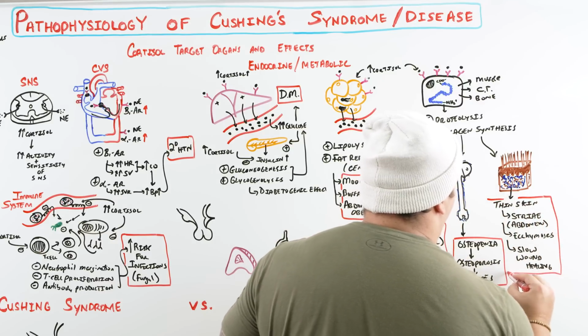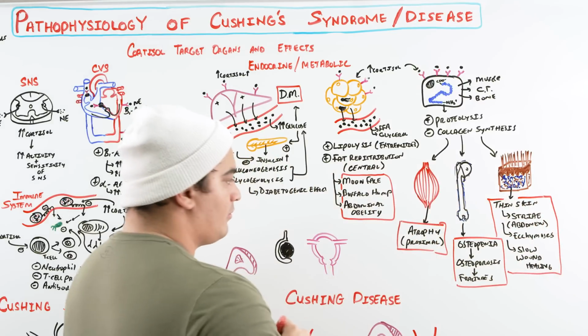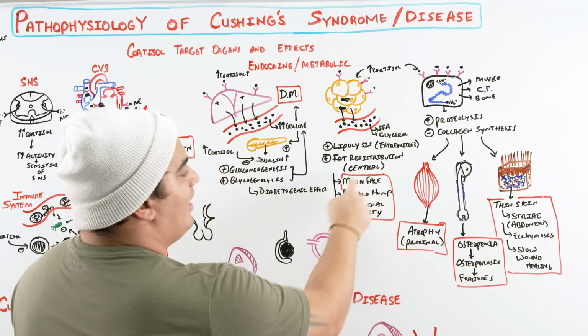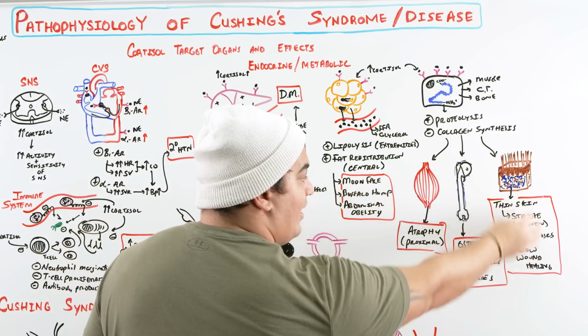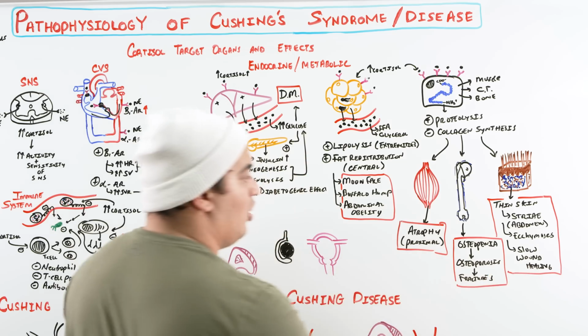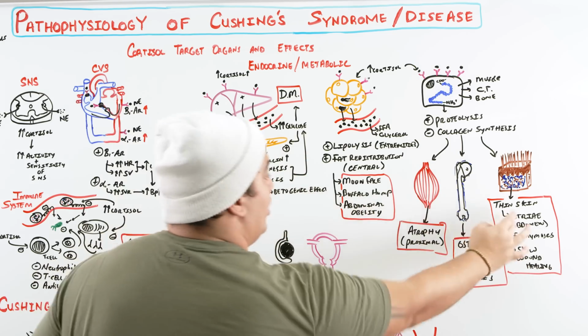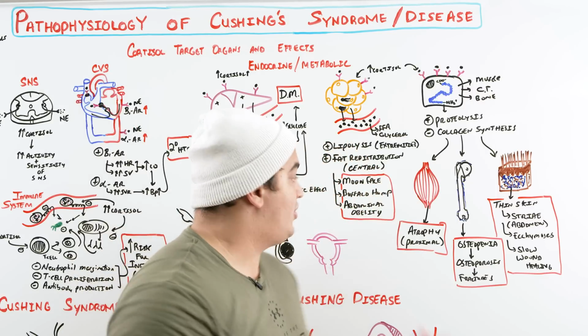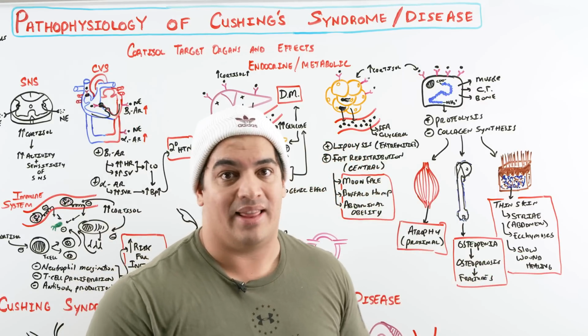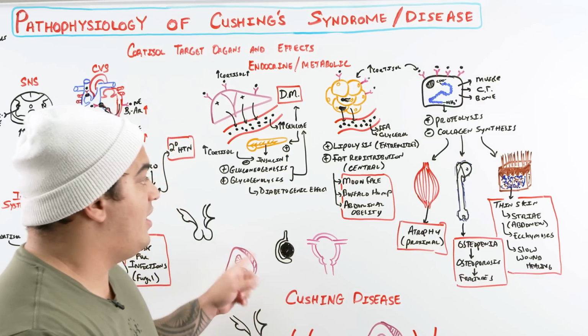So if I ever have a patient who comes in and they have any type of these fat redistribution features, and they have a lot of thin skin with abdominal striae, ecchymosis, slow wound healing, these are two big things that trigger me to think about Cushing syndrome. These are really, really big. You can't forget that.